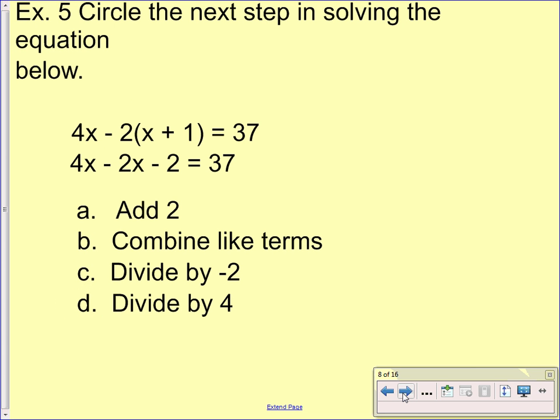Example 5, same situation, circle the next step in solving the equation below. 4x minus 2 times the quantity x plus 1 equals 37. The negative 2 was distributed, so that the next step is to combine like terms. So B is the answer.